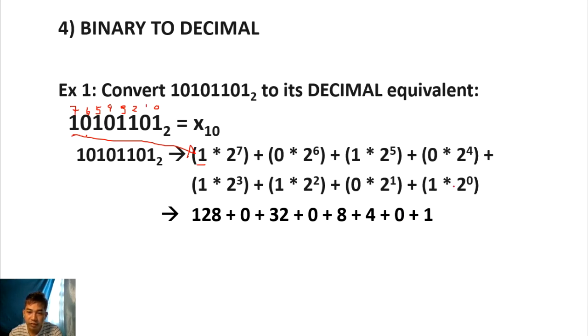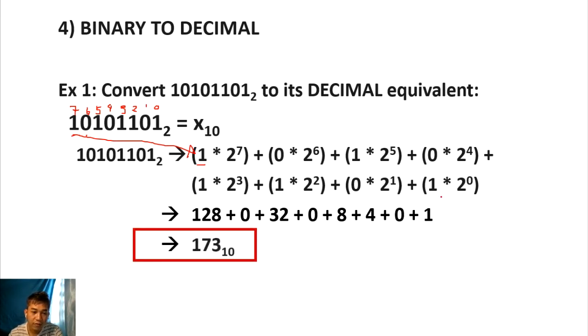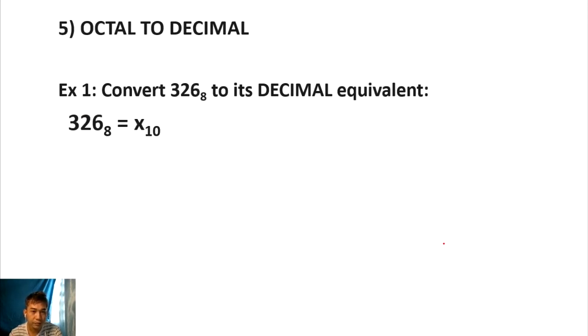So dito, 1 times 2 to the power of 0, of course 1 siya. So any number naman raised to the power of 0, that is equals to 1. So of course we have 173 base 10. So yan yung sa binary to decimal.